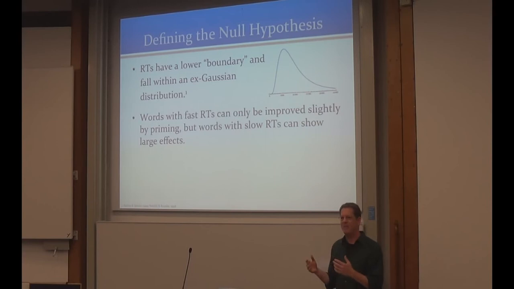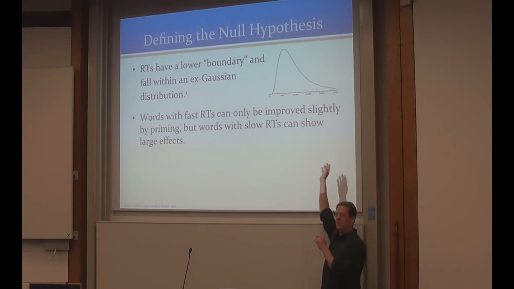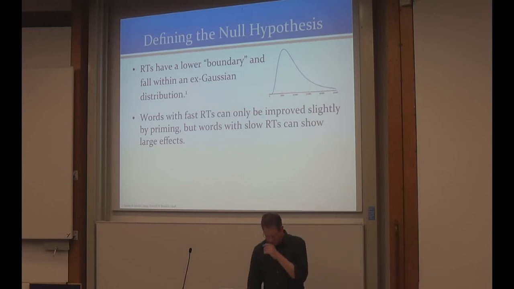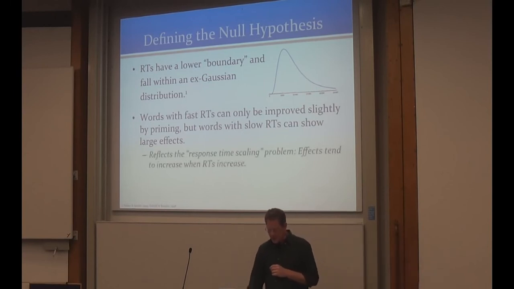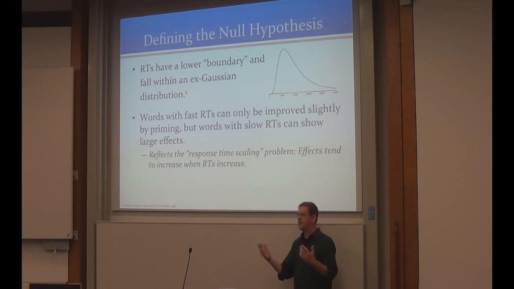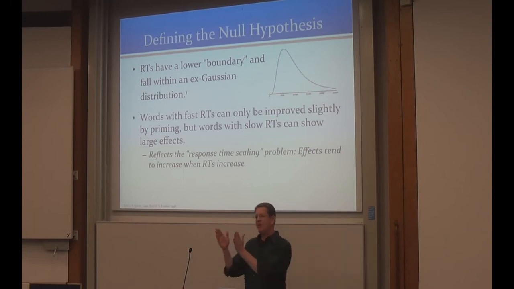You can semantically prime it, you can repeat it twice in a row in an experiment, and it can still only speed up a little bit, because there's a logical minimum. But if a word is slow in its RT, and then you prime it, you can change it quite a bit. And so effects in general, in cognitive psych, tend to get bigger. Any effect, a frequency effect, a priming effect, whatever it might be, tends to get bigger whenever RTs get slower.